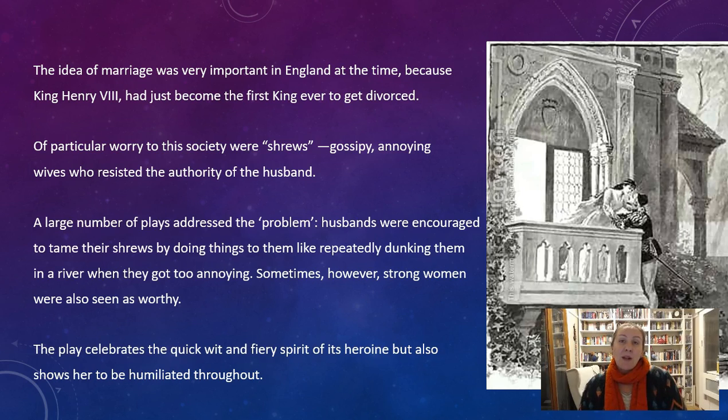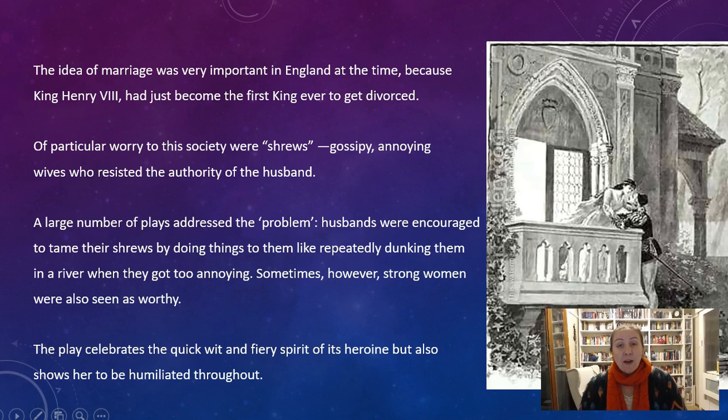So Shakespeare wrote this play to look at the dynamics between husbands and wives, and particularly to look at wives who were known as shrews. So gossipy, really annoying wives who resisted the authority of their husband or who were very headstrong. Kind of what we would think of women as being quite normal today, not just taking what a husband says and thinking that's completely right. But women in those days were expected to be submissive. So at the time it was a big problem to think that a female didn't want to do what a husband wanted her to do.